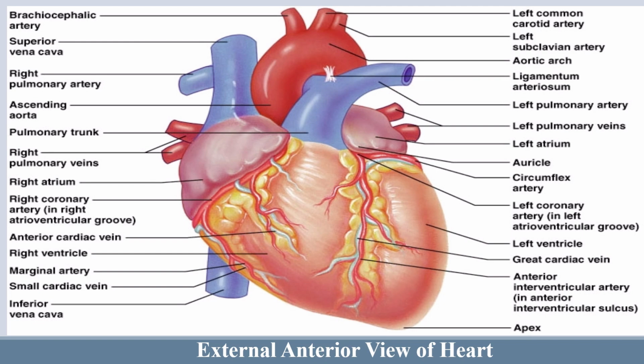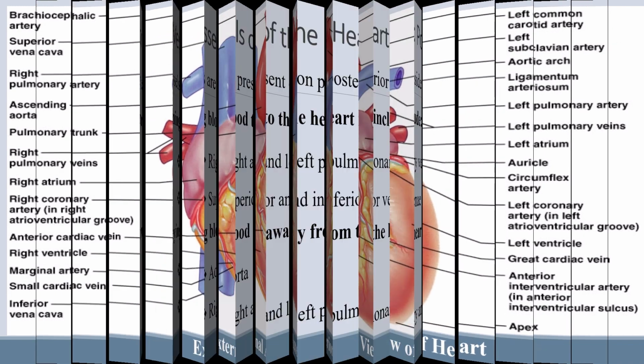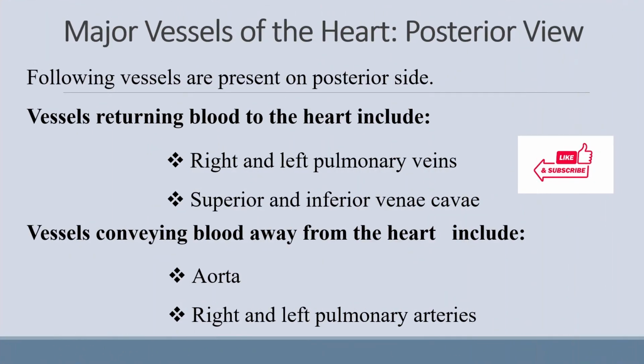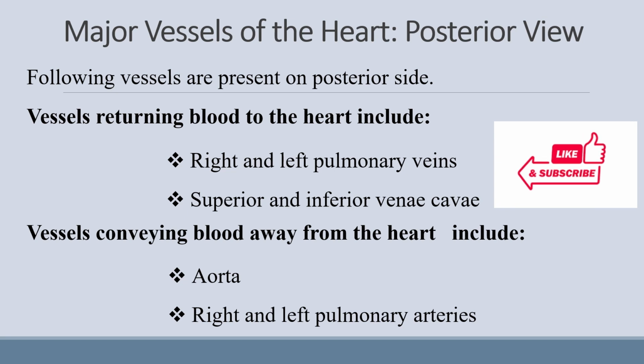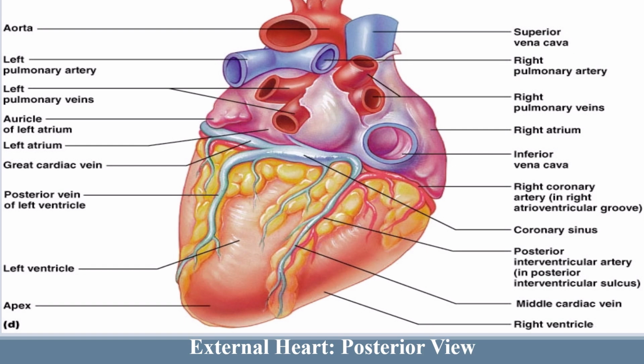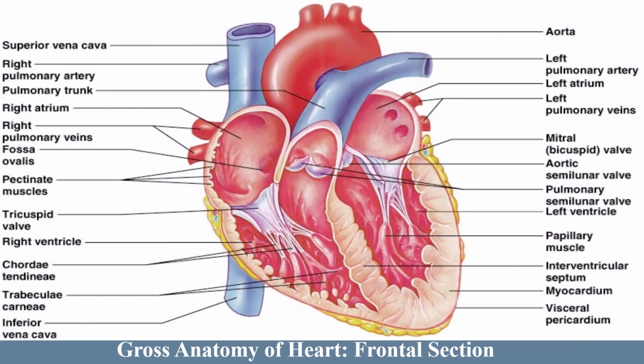Let's study the major vessels of the heart from the posterior view. The following vessels are present on the posterior side. Vessels returning blood to the heart include the right and left pulmonary veins and the superior and inferior venae cavae. The vessels conveying blood away from the heart include the aorta and the right and left pulmonary arteries. This picture shows the external view of the heart from the posterior side highlighting different arteries and veins. This picture shows the internal view of the heart highlighting the atria and ventricles and different arteries and veins.